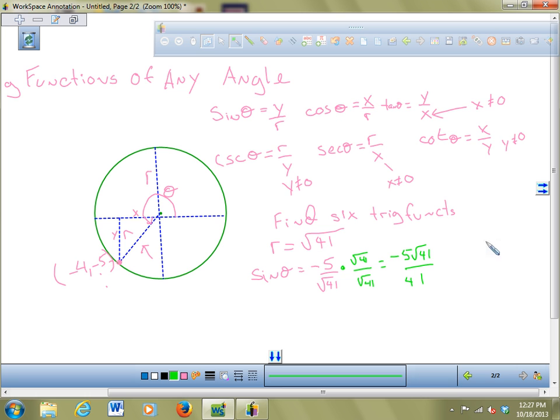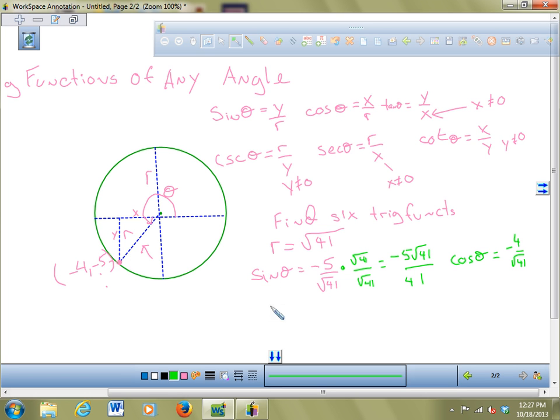So cosine of theta would be what? Who can tell me what cosine of theta would be? Cosine of theta? -4 over root, right? -4 over root of 41, and so on and so forth. So then to get the secant, you would flip that. To get the cosecant, you would flip that.